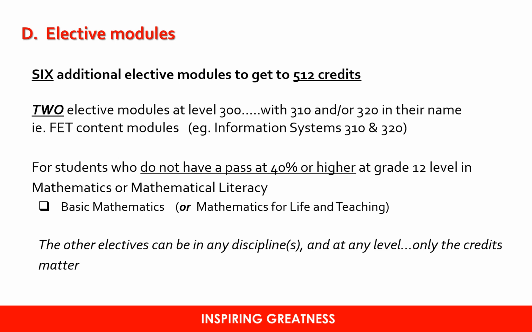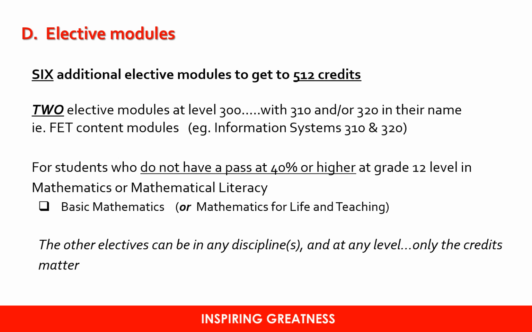Now, in general, the only modules that you do not do as part of your compulsory curriculum that are at level 300 are the FET content modules. So the example I've listed here is Information Systems 310 and Information Systems 320. Those are examples of level 300 modules. Obviously, Travel and Tourism 310 and 320, or Sports Science 310 and 320, Physical Sciences 310, 320, any of the FET content modules have a 310 and 320. So you have to have at least 2 of your elective modules at level 300.